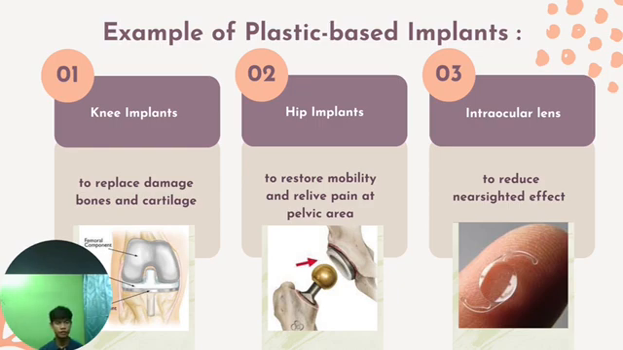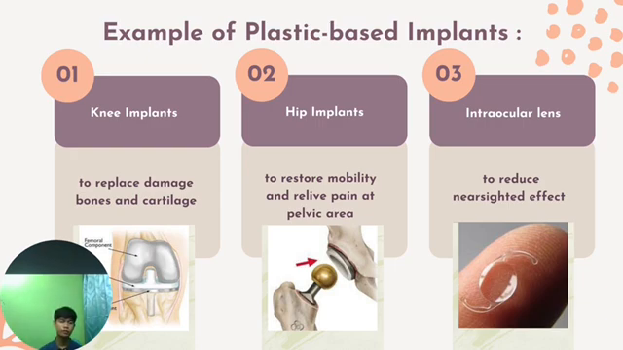The second example is hip implants. Hip implants contain a ball and a socket, where the ball is made from metal or ceramics, and the socket is made from plastics. The function is to restore mobility and relieve pain at the pelvic area.